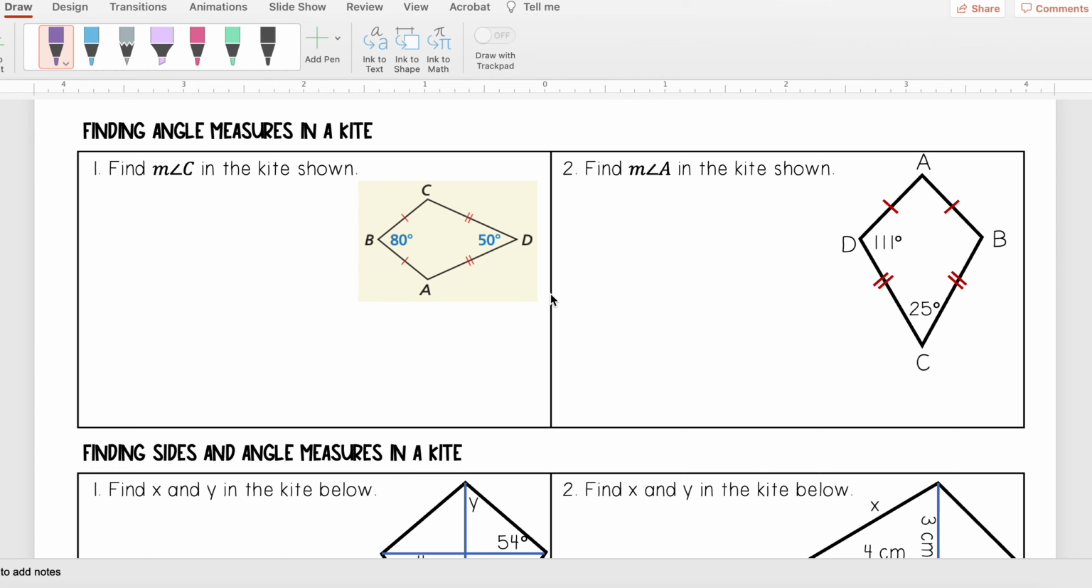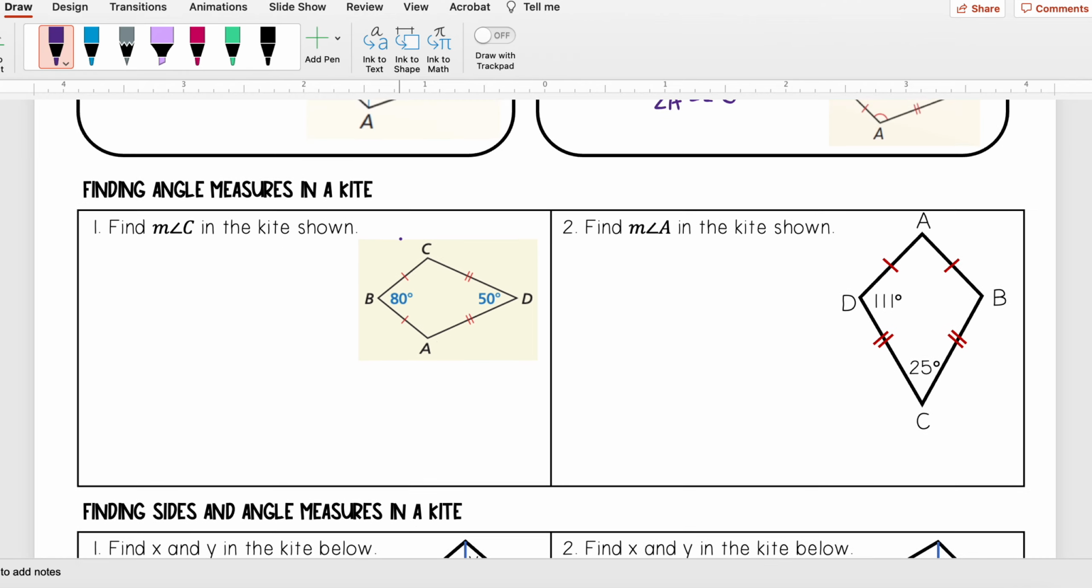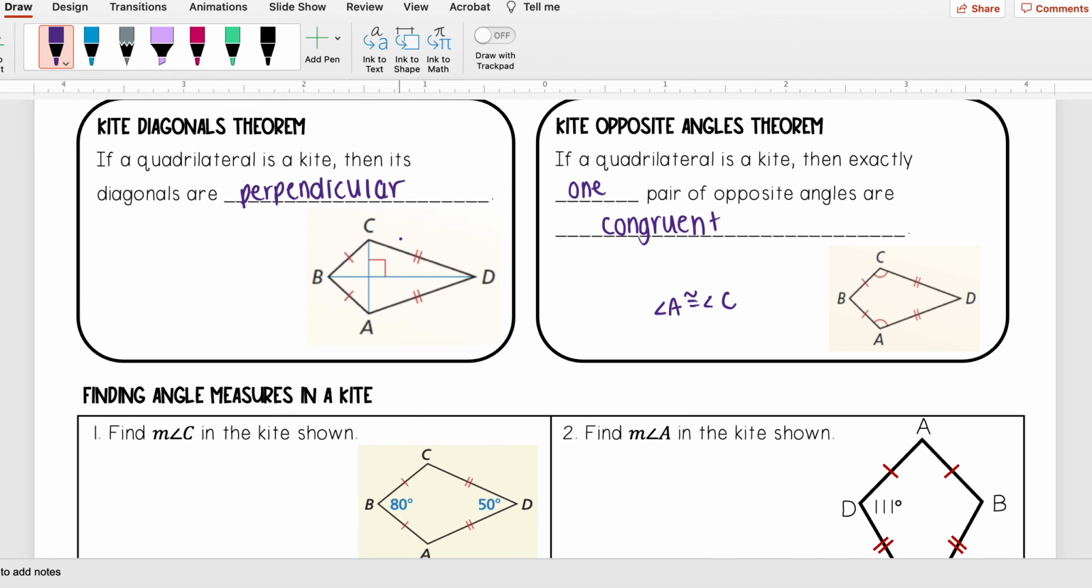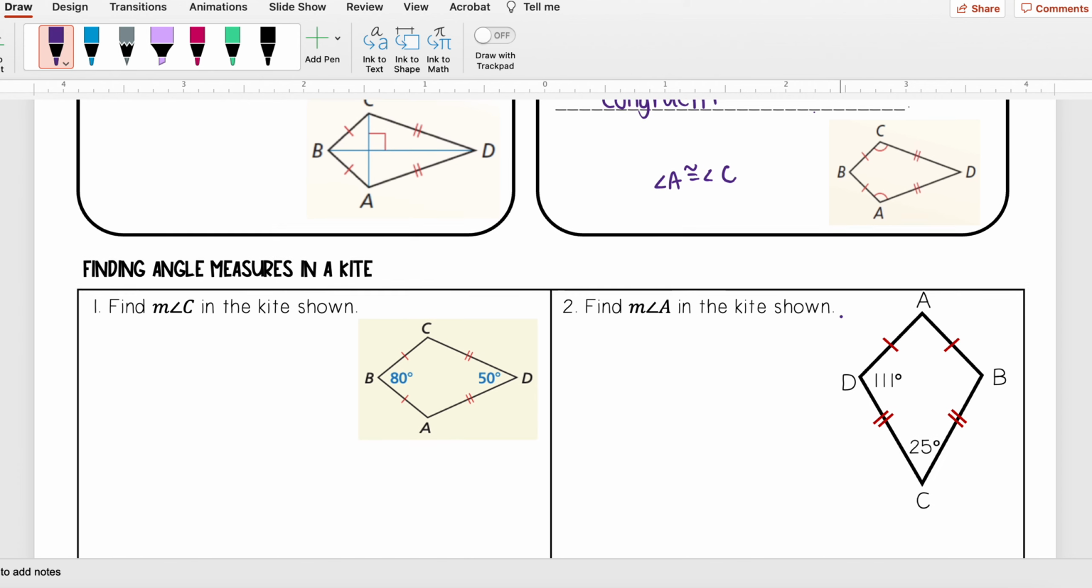In this video, we're going to be looking at applying some of those theorems that we learned about kites to find measures. So looking at number 1, I want to find the measure of angle C in the kite shown. And so I know from my theorem, opposite angles theorem, that this kite has exactly one pair of congruent angles.